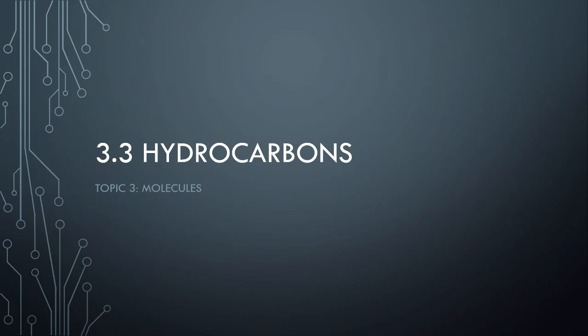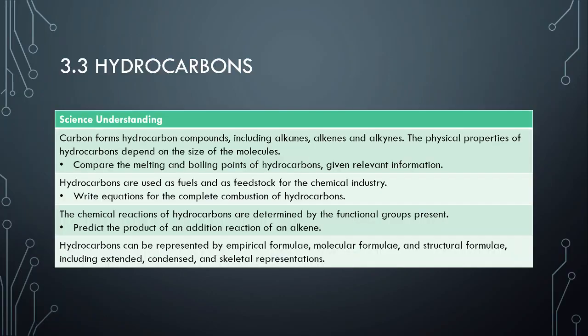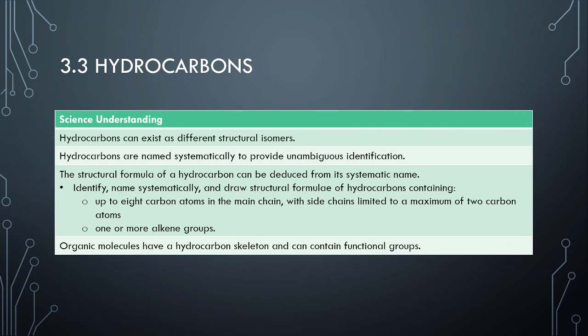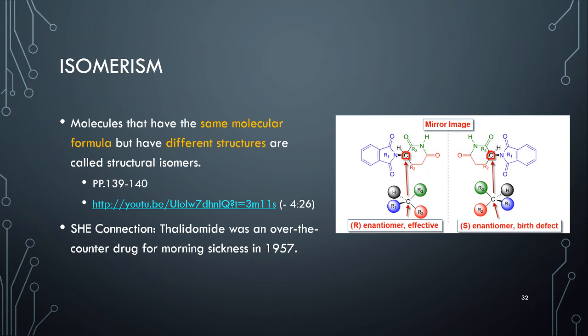Good morning, everyone. This is part 6 of 3.3 hydrocarbons. In this video, we are looking at this box on the third slide, the first one there. Hydrocarbons can exist as different structural isomers. The slide that we'll be moving on to says isomerism, which is slide 32, this slide here.